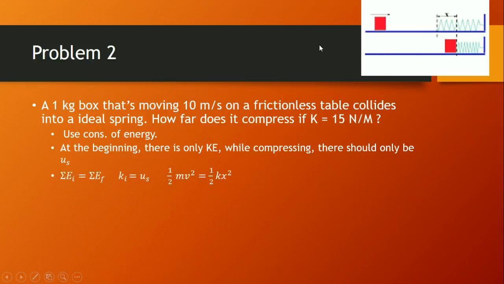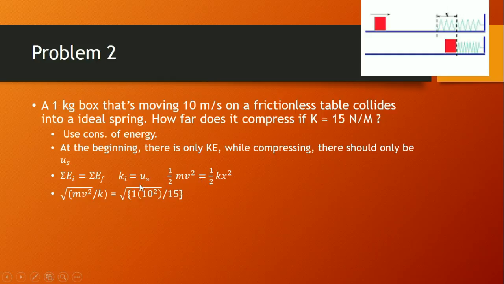So using conservation of energy, initial energy equals final energy. Initial is kinetic energy, final is potential of a spring. 1/2 mv squared kinetic energy equals 1/2 kx squared. And we want to solve for how far it's compressed, so that is x here. So we can cancel out the 1/2 by multiplying each side by 2, divide each side by k, and then take the square root.